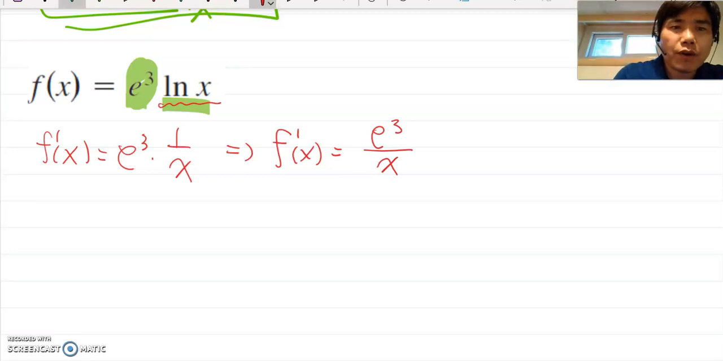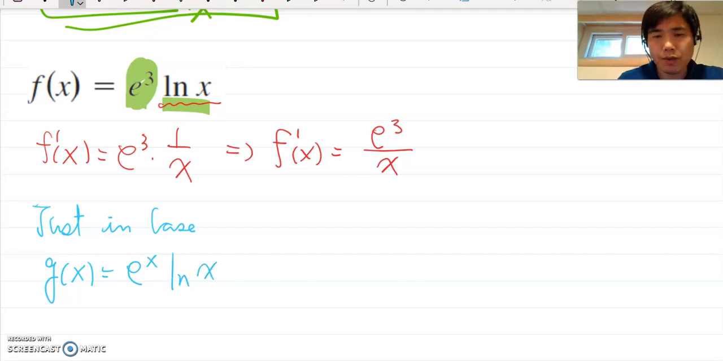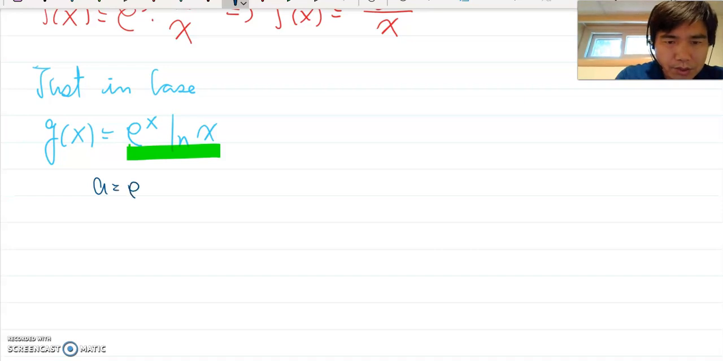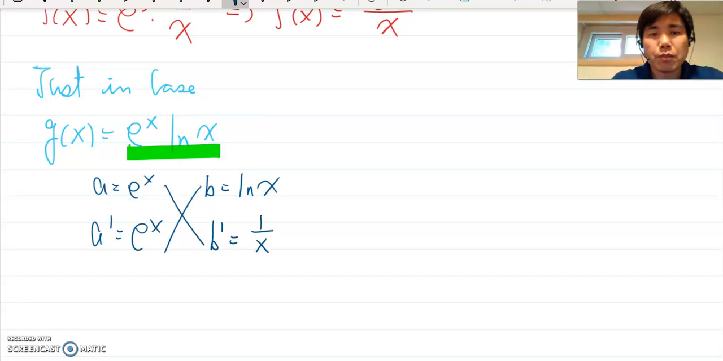But what if the function is given, just in case? What if the function is given? I'm going to write a different function form so you won't be confused. e to the x times ln x. It is possible too, right? Okay, then in this case, because those two are multiplying each other, you have to use the product rule. So I'm going to say a equals e to the x and b equals ln x. Then a prime is e to the x and b prime is 1 over x, and you cross multiply.